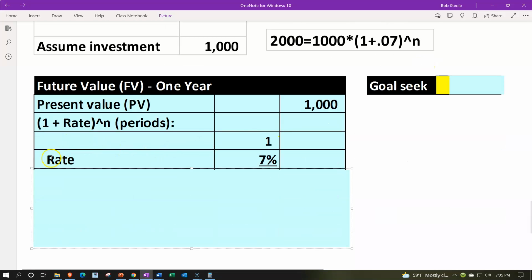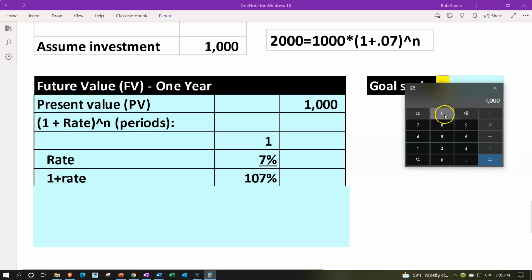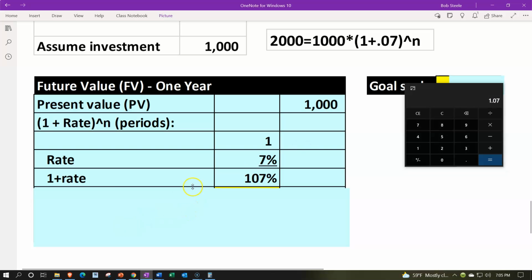This is indented now, indicating that this is a subcategory. That's then the answer is going to be in the outer column. So then that's going to be the 1 plus the 7%, or the 107%, which if shown in a calculator would look something like this: 1 plus 0.07, which would be 1.07 or 107%.